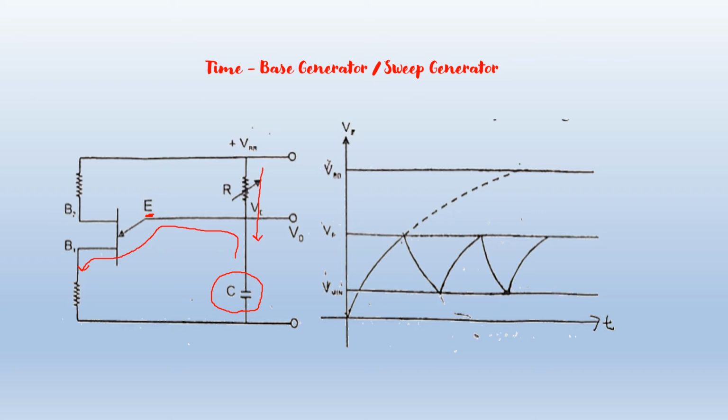This cycle of charging and discharging repeats continuously. Charging value and discharging value will be decided. The changing values of R and C can vary the frequency of oscillation. So in this way, with the help of time-based generator, we can observe the time period.